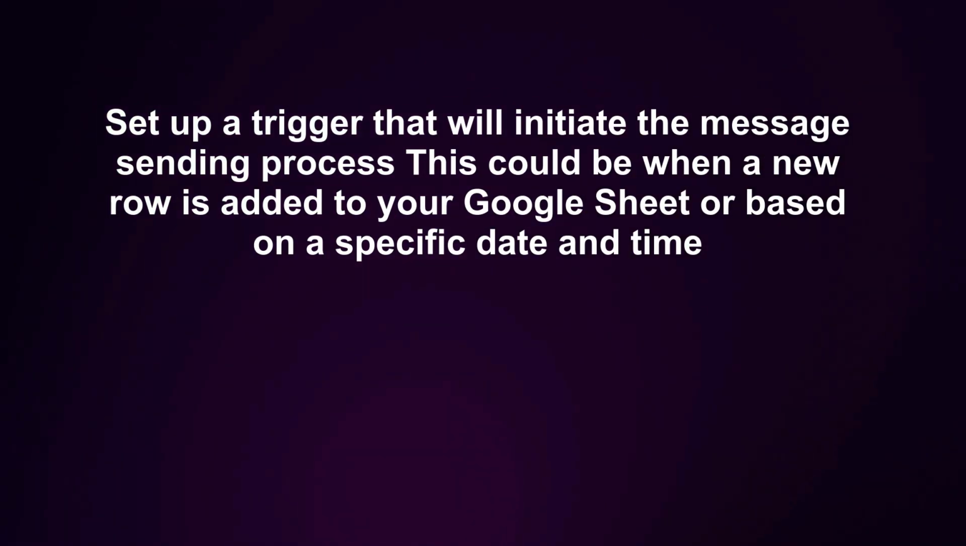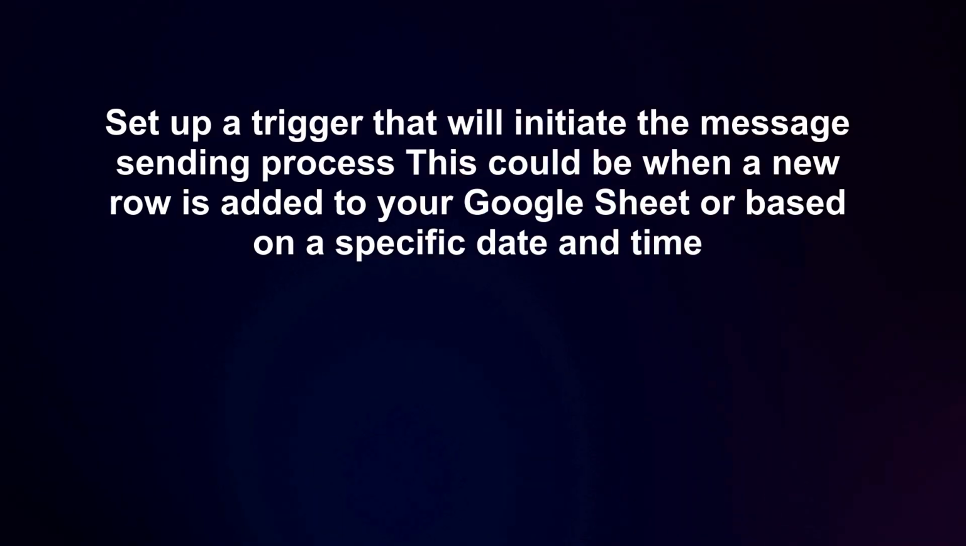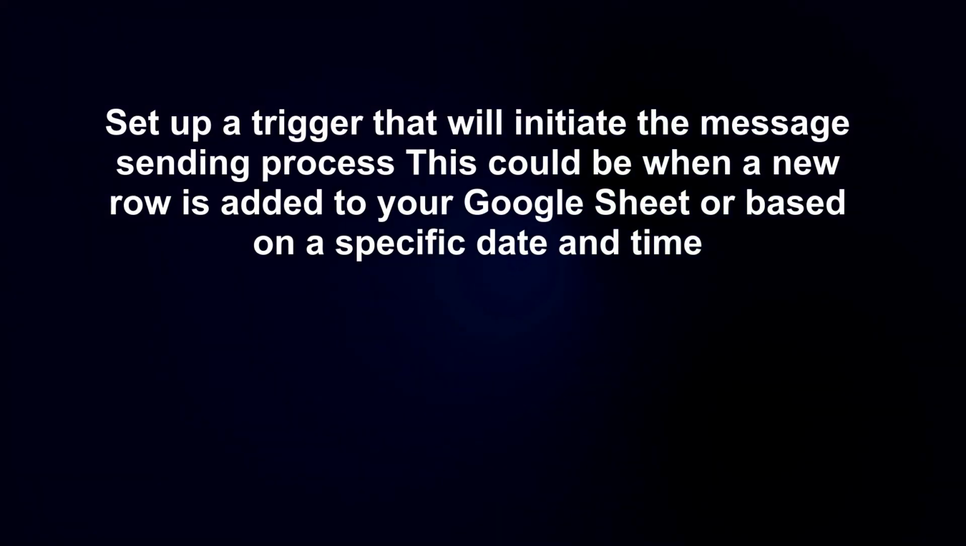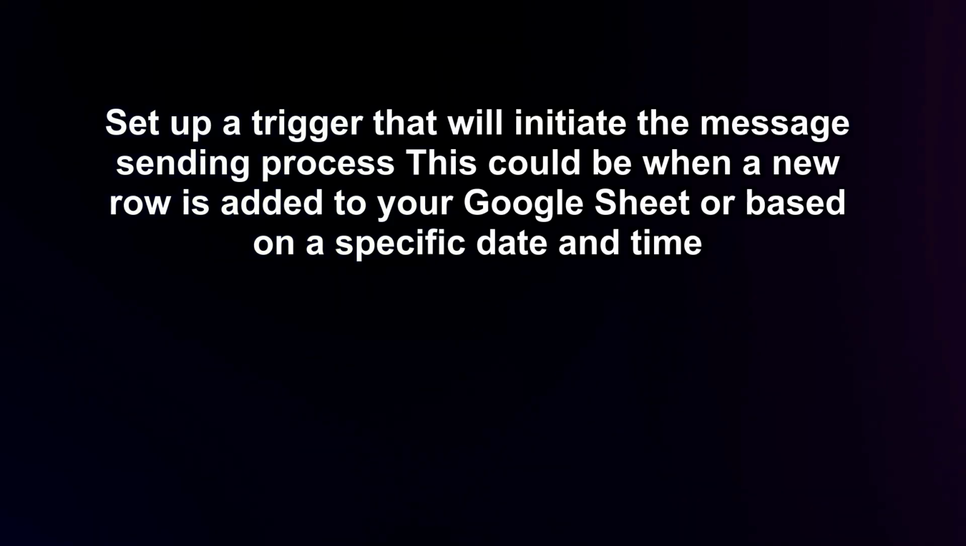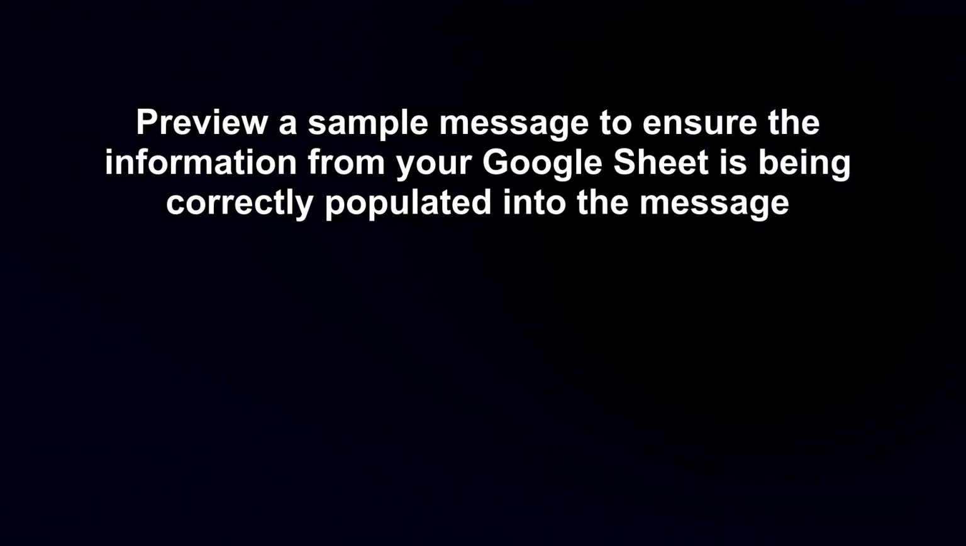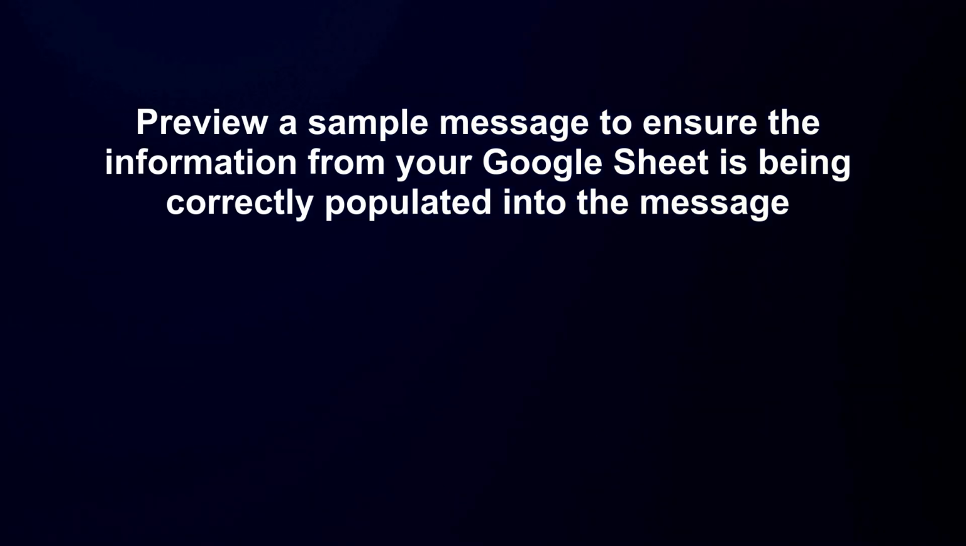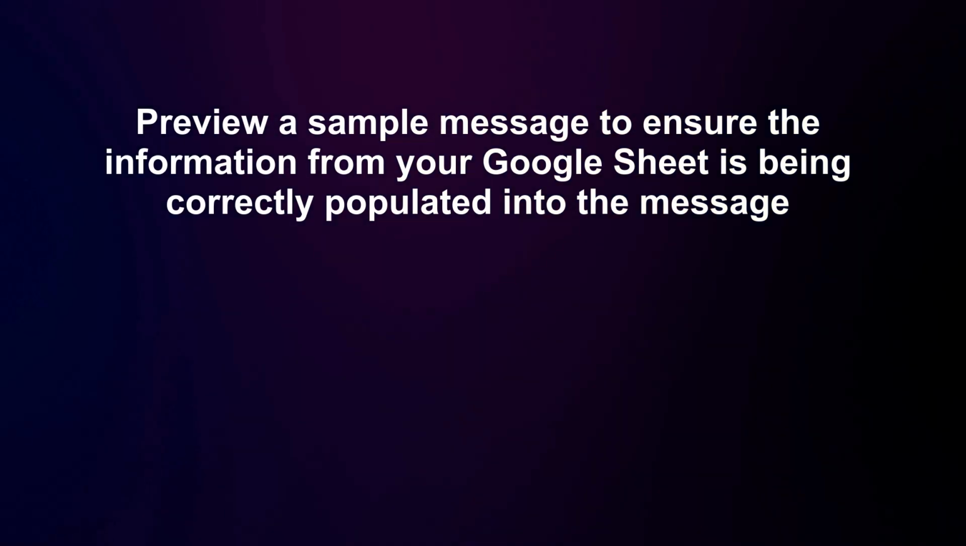Set up a trigger that will initiate the message sending process. This could be when a new row is added to your Google Sheet or based on a specific date and time. Preview a sample message to ensure the information from your Google Sheet is being correctly populated into the message.